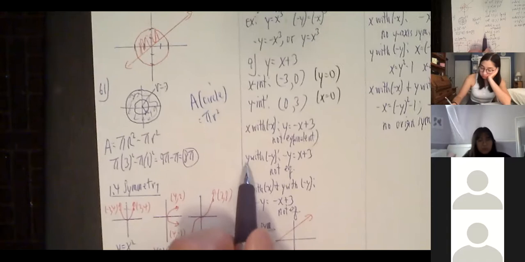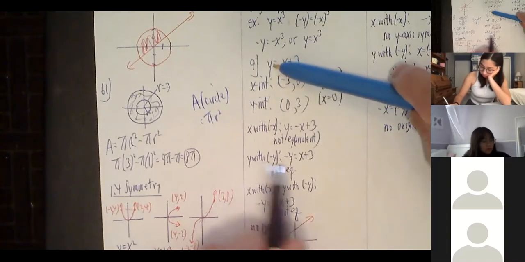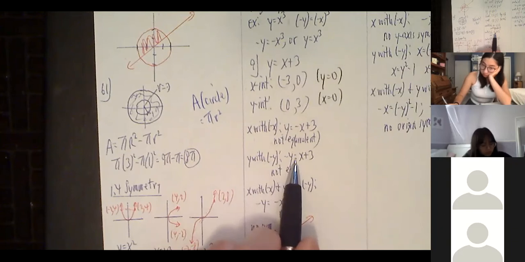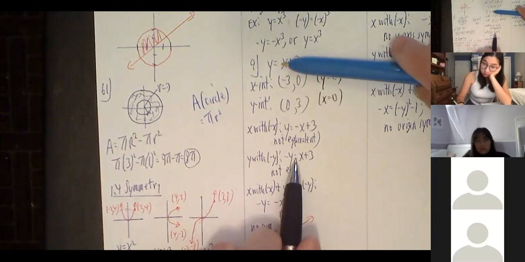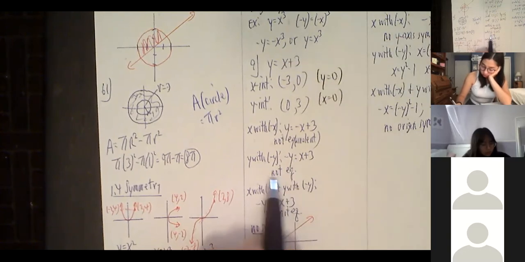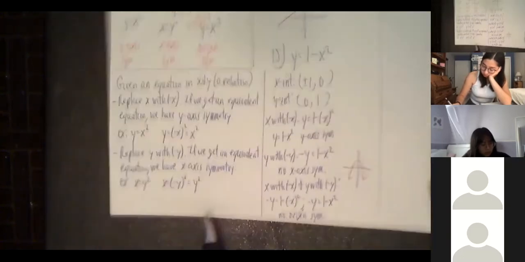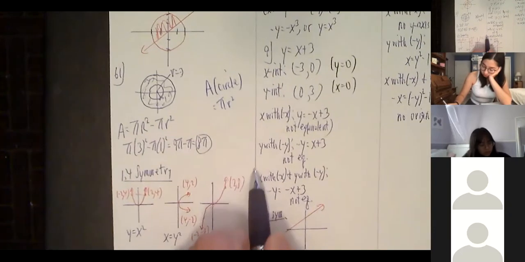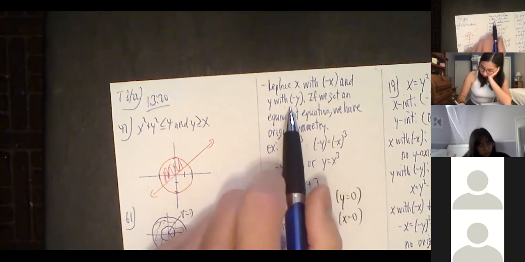Now I replace y with -y. So right here, put -y, it looks like this, right? Is this equivalent to this? No way, of course not, right? You change y to -y. They're not equivalent, so you do not have x-axis symmetry. So no x-axis symmetry, no y-axis symmetry. And now you do both. Replace x with -x and y with -y.